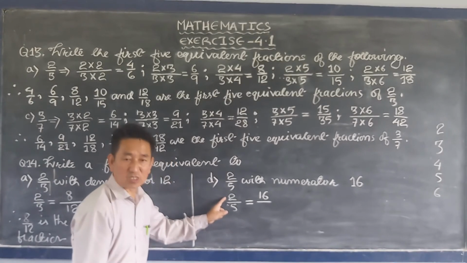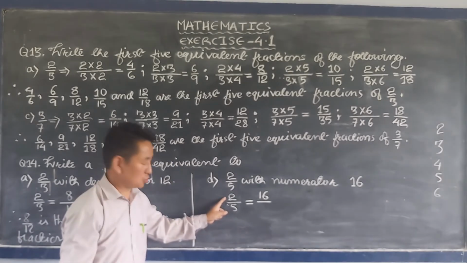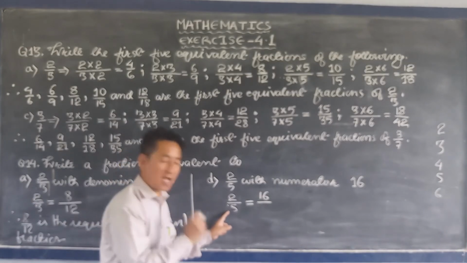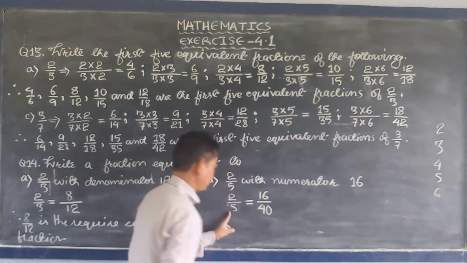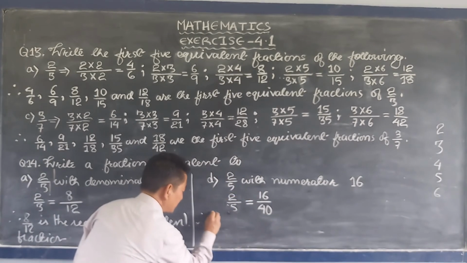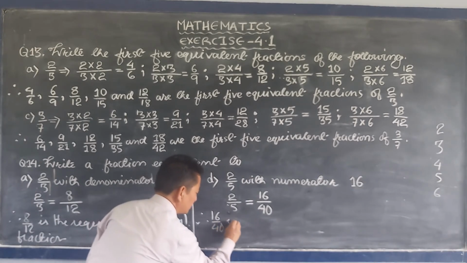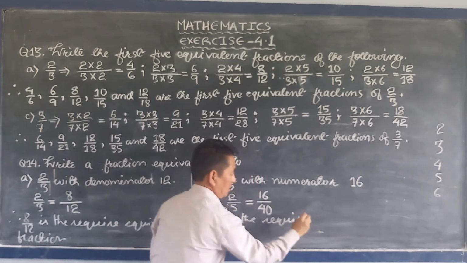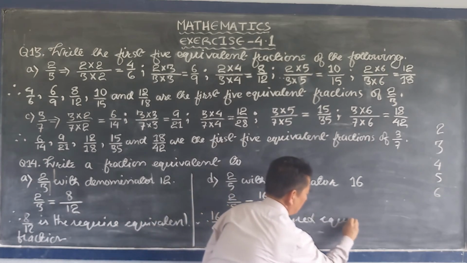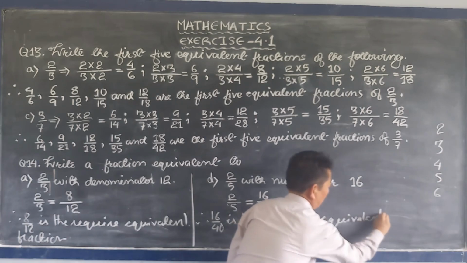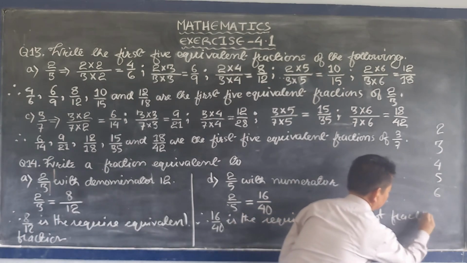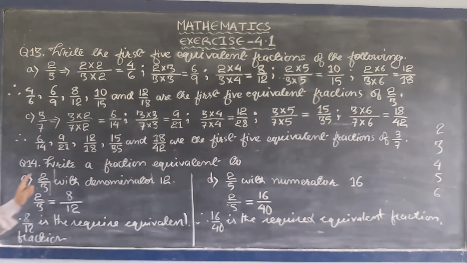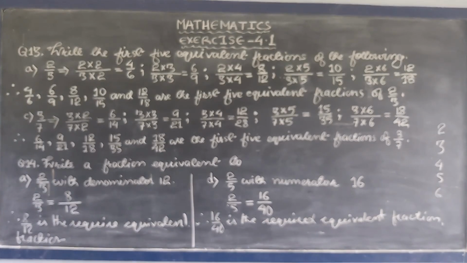So here 2 8s are 16. So 2 is multiplied by 8, so your denominator should also be multiplied by 8. 8 5s are 40. Therefore, 16 over 40 is the required equivalent fraction. Here I have done A and D. You have to do B and C yourself.